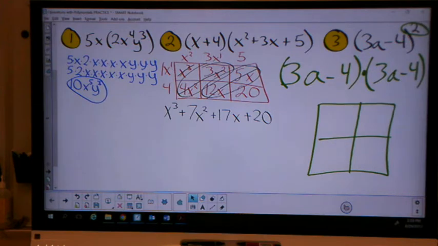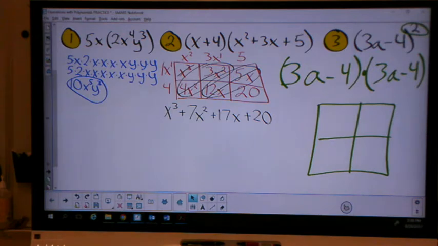Yep, that is the correct setup. And that is the correct answer. Very good. Very close to the negative number 4. Very good.